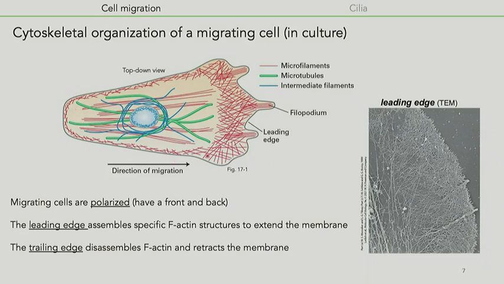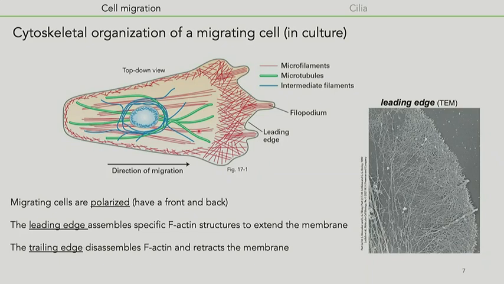The leading edge is going to assemble specific actin structures that are really important for pushing out the membrane. As the cell is crawling forward, it has to extend its membrane out, and actin polymerization at the front is vital for that process. At the trailing edge, you have disassembly and contraction of actin networks, and that is important to then pull the rear forward as the front is extending.